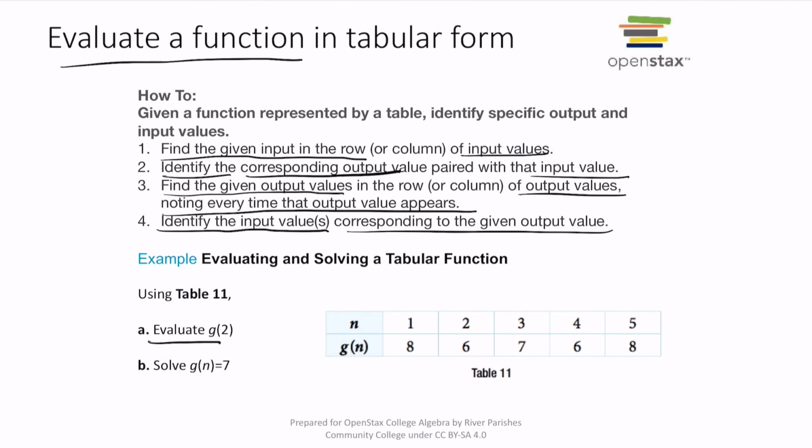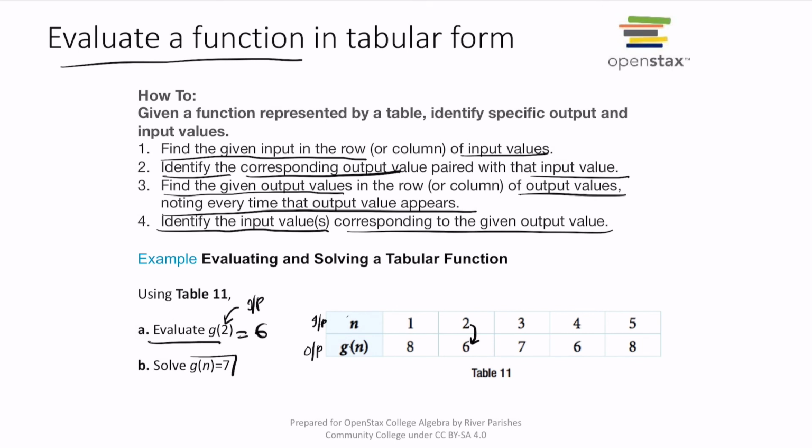Next, the first question they have asked us: evaluate g of 2. Here remember that 2 represents the input. They have given us the table n and g of n, so n is the input and g of n is the output. They are asking us for g of 2, so wherever n is 2, find that g of n. For 2 the value is 6, so g of 2 becomes 6.